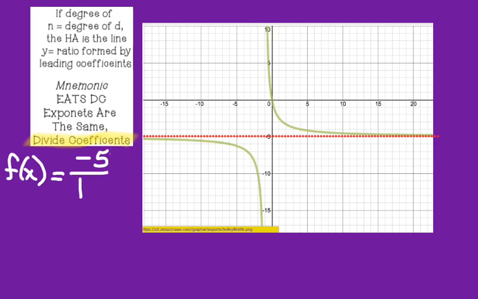Now, at some point we're going to have to put all this together. We're going to have to put vertical asymptotes, holes, and horizontal asymptotes all in one mix, and you're going to have to figure out where each of those are. So just be ready. For the time being, get these notes jotted down, and I'll see you in class tomorrow.